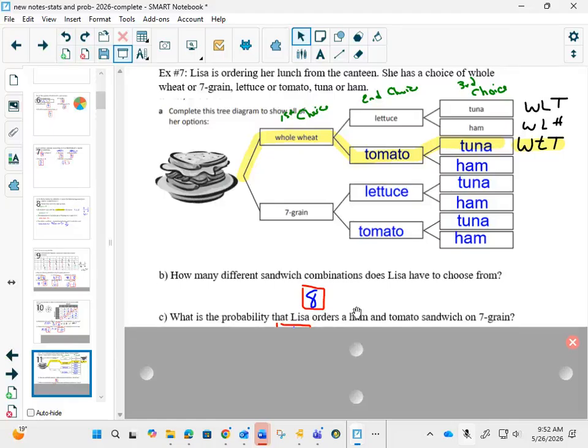What is the probability that Lisa orders a ham and tomato sandwich on 7 grain? I'm going to highlight that branch in green. So she's ordering 7 grain, tomato, ham. That's this branch right there.